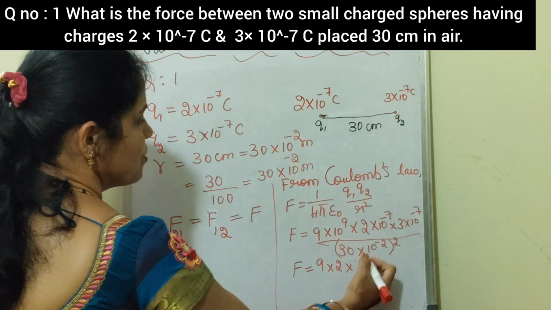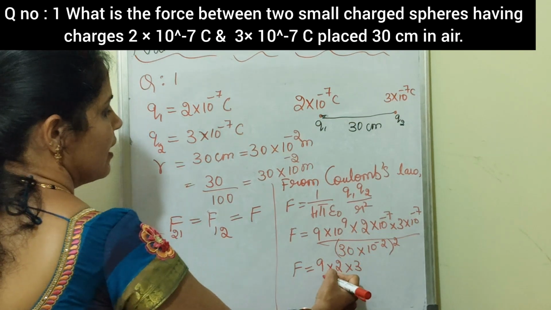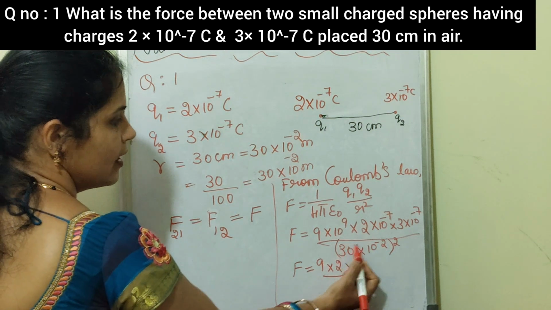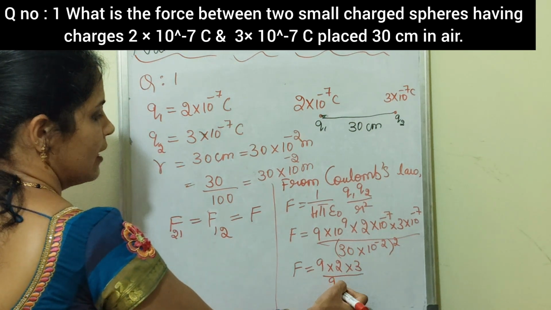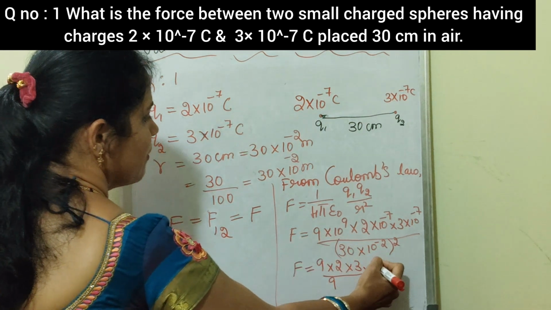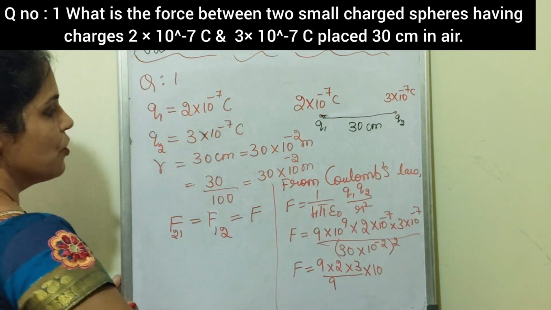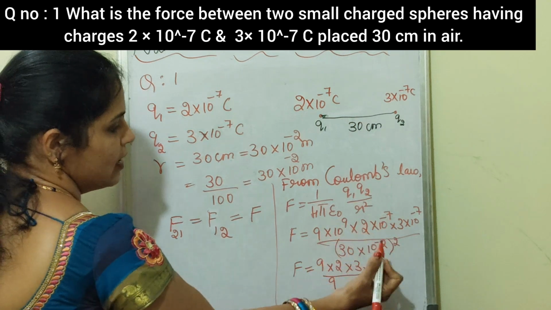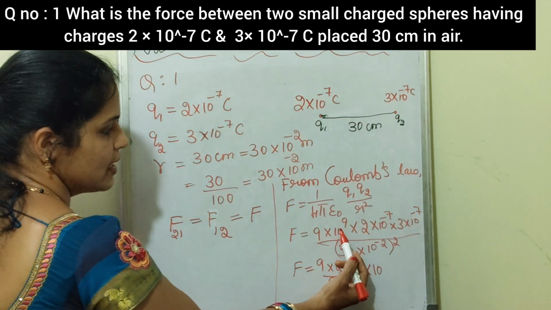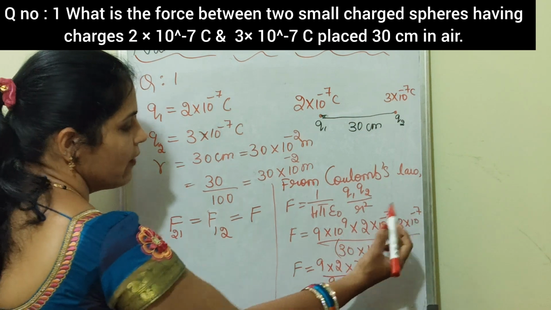9 into 2 into 3 divided by 3, I'll consider only the number 3, square it, so it is 9. Okay, 9. Now I'll multiply all the powers. So you know that multiplying the power means you have to add the power, right? So if the base is the same, base is 10, then add all the powers.